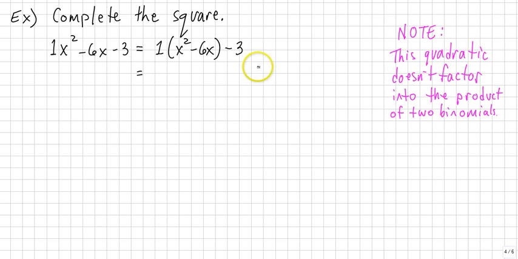All right, so next we want to take this number and divide it by 2 and square it. So we want to take negative 6, divide it by 2, and then square it. So negative 6 divided by 2 is negative 3, squared is 9.